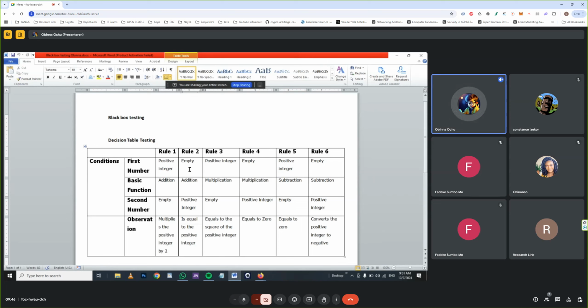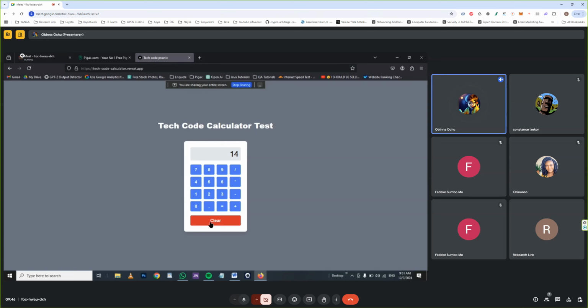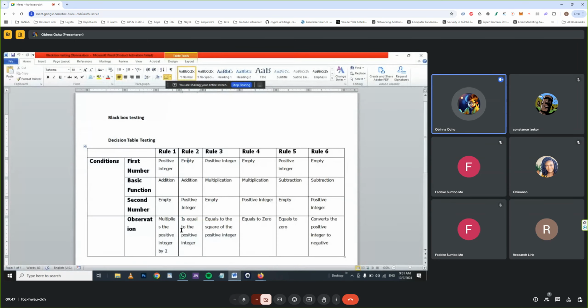And the second rule, I did empty plus a positive integer, and it goes like this. Let me clear. I'm not going to put in any number. I'm just going to go plus a positive integer, say any number, say 5, and I go straight to equal to, and it gives me 5. So my observation here is that it is equal to the positive integer.